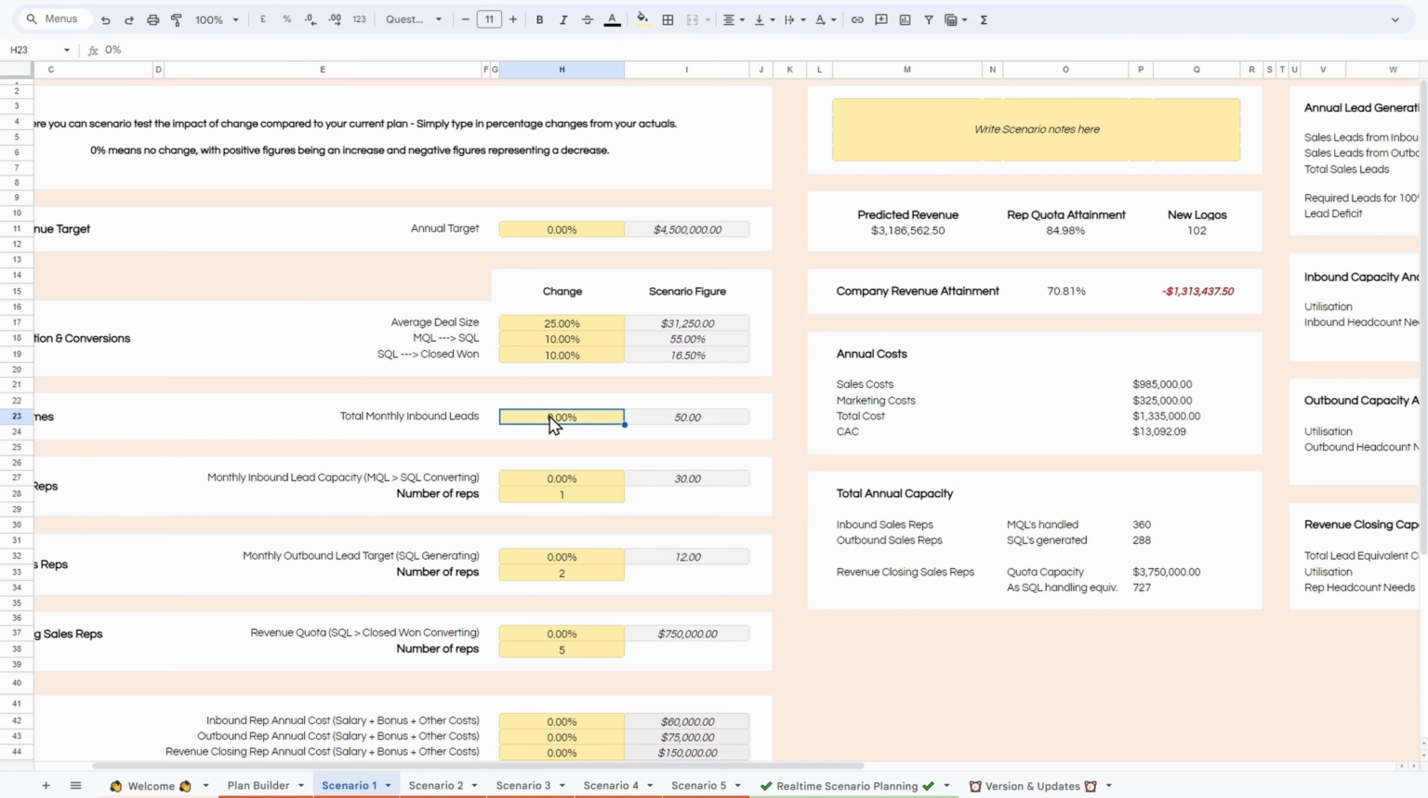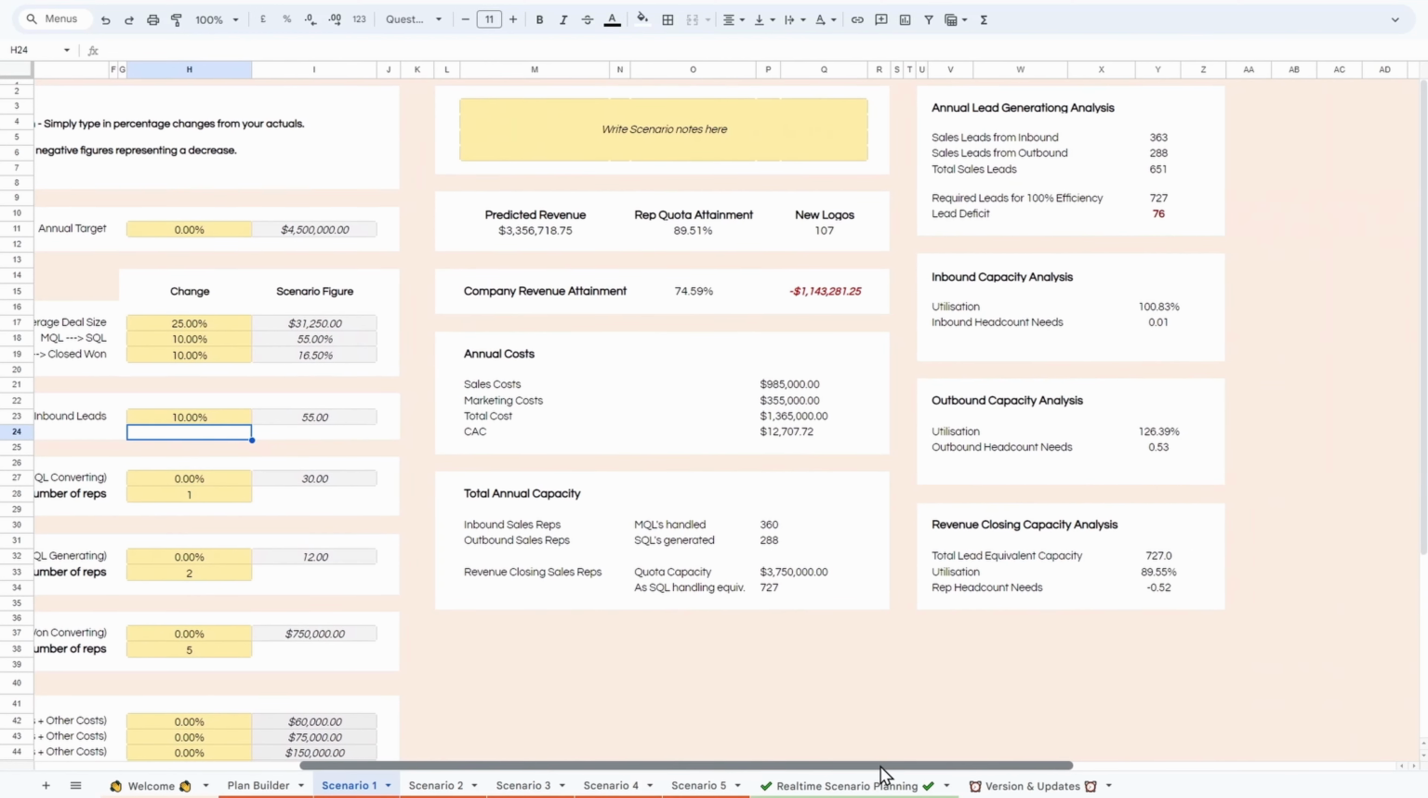So let's increase these by 10%. That means there's now 55 a month coming into the business. I'm now at 100% utilization, and it also has a slightly more positive impact on attainment. It also tells me my needs in terms of headcount. So here I am slightly over, so I need more headcount. But if I increase this to 100%, I am overutilized in my inbound team and I need almost another headcount.